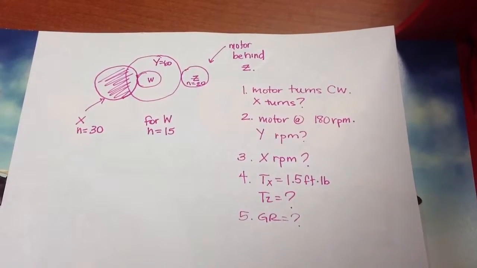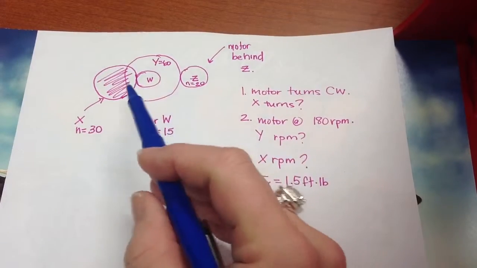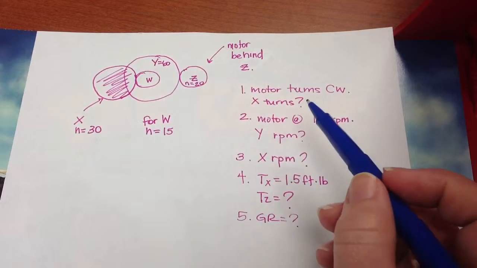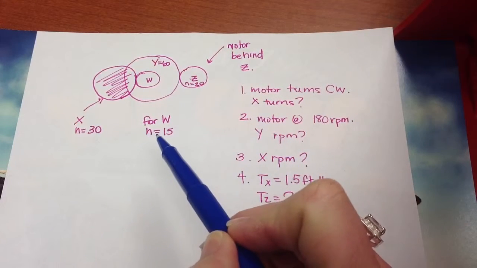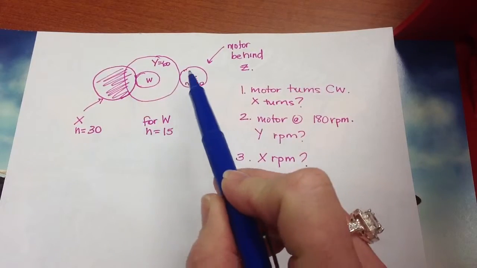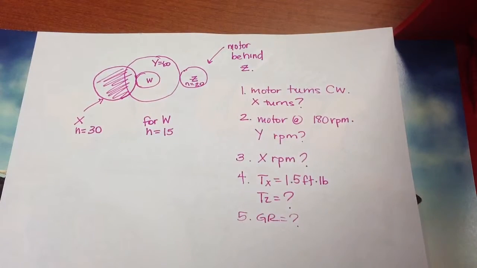Okay, so this is the next gear problem solution. I'm just going to go ahead and go through that. I've sketched out the gear system that's in the problem you have. You have the motor behind Z. For gear W, N equals 15, N equals 30 for that gear. This is Y with N equals 60, and that's Z with N equals 20.